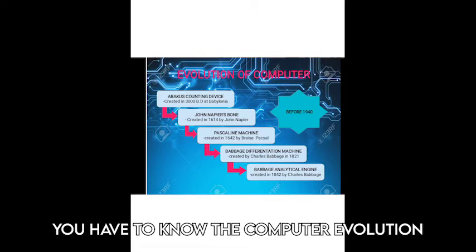Evolution of computer before 1914. Abacus counting device created in 3000 BC at Babylon. Napier's Bones created in 1614 by John Napier. Pascaline machine created in 1644 by Blaise Pascal. Babbage difference machine created by Charles Babbage in 1821. Babbage analytical engine created in 1840 by Charles Babbage.